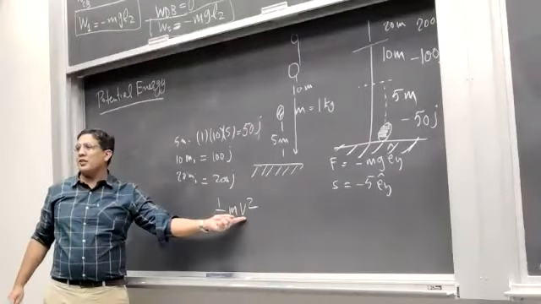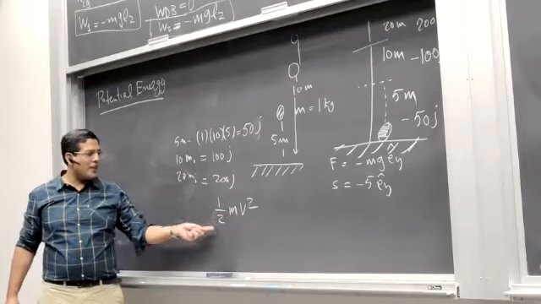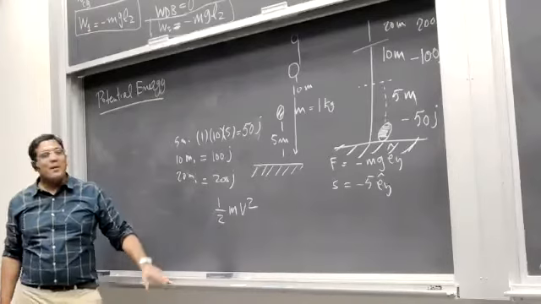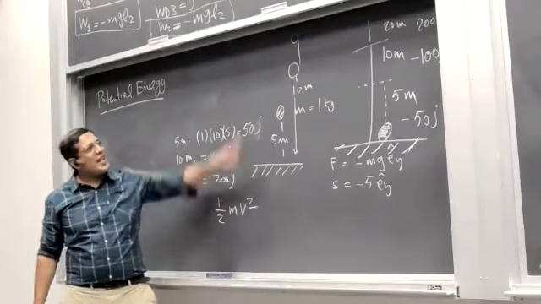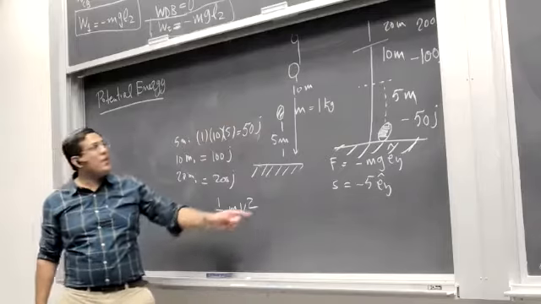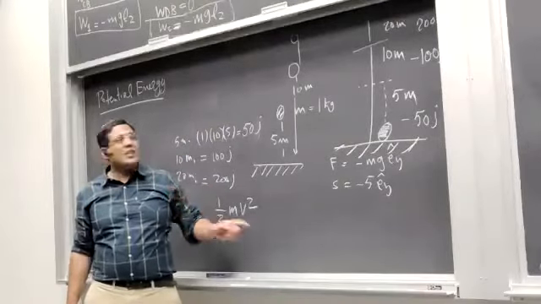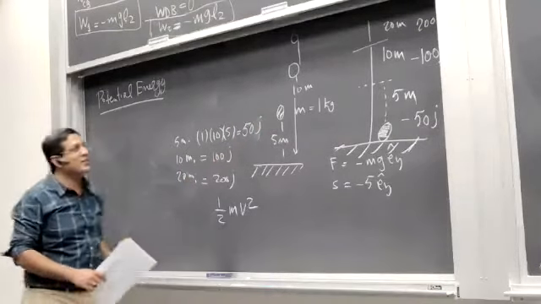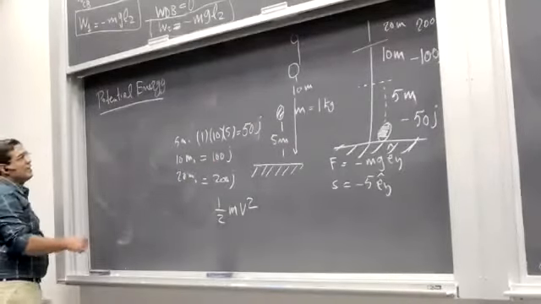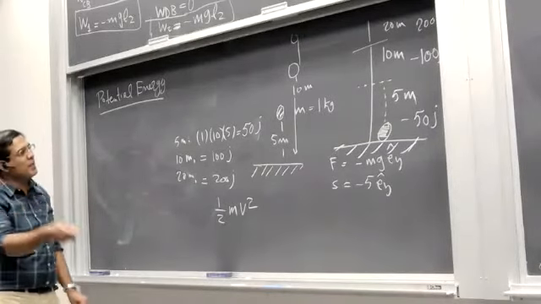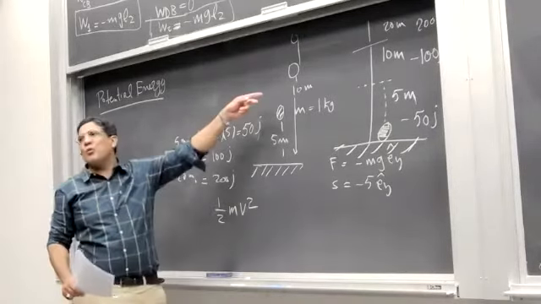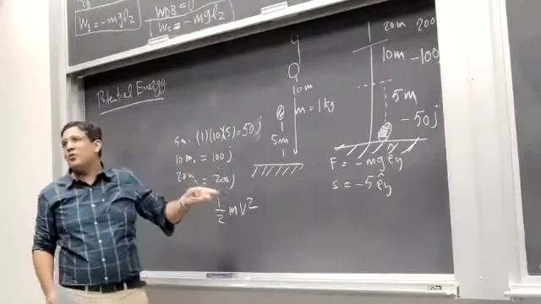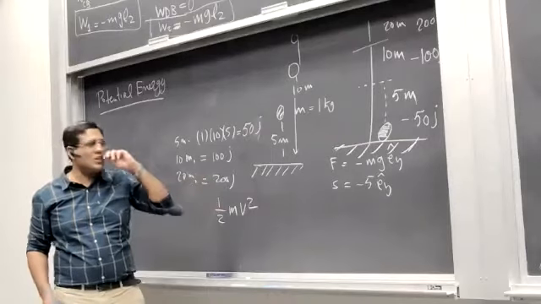If an object is moving with a certain speed, then half mass times the square of its speed is its kinetic energy. But here you see that there is another type of energy: the ability to do work due to the position of the object. That energy is called potential energy, as the name suggests. It's the ability to do work. The more ability to do work an object has, the more potential energy it has. The less ability to do work an object has, the less potential energy it has.